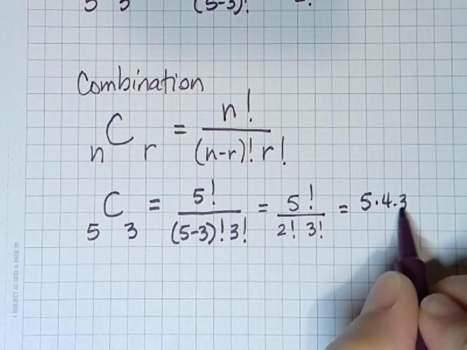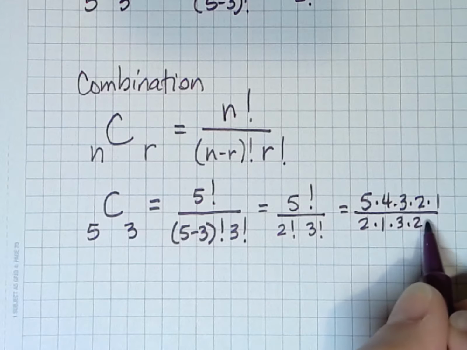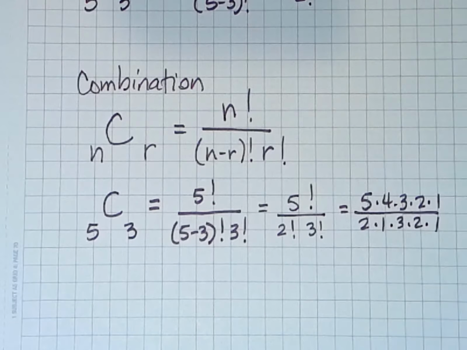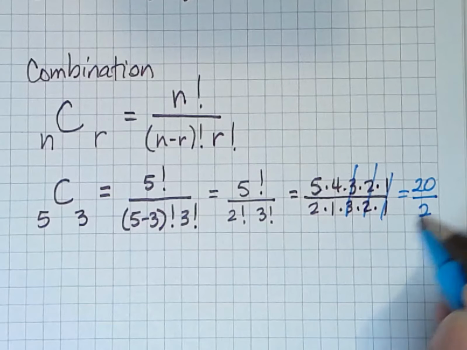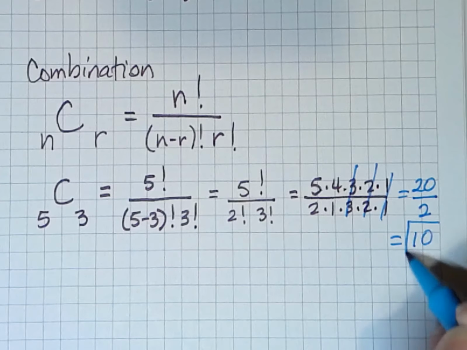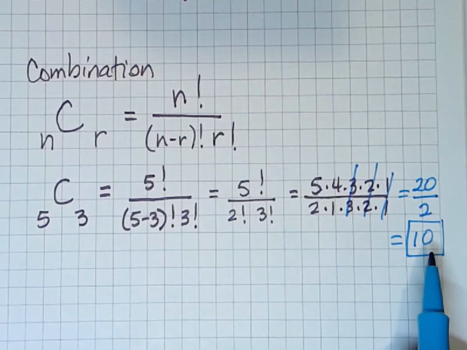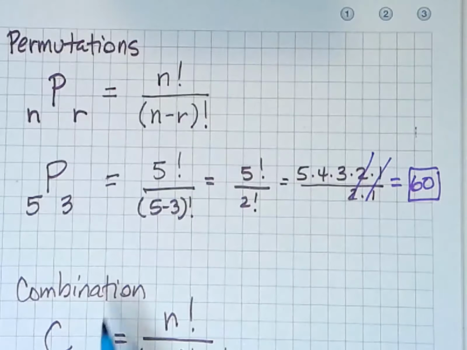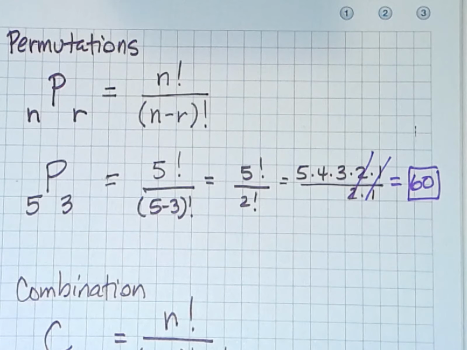So this is 5 times 4 times 3 times 2 times 1 over 2 times 1 times 3 times 2 times 1. And so your 3's will divide out. 3 and 3 makes 1, makes 1, makes 1. So I have 5 times 4, which is 20, over 2 times 1, which is 2, and 20 divided by 2 is 10. So a combination, 5 things taken 3 at a time, gives you 10 combinations. But a permutation, taking 5 things 3 at a time, gives you 60 permutations.